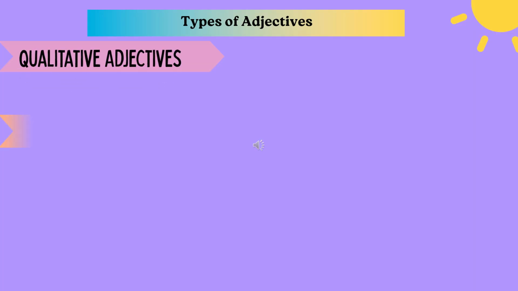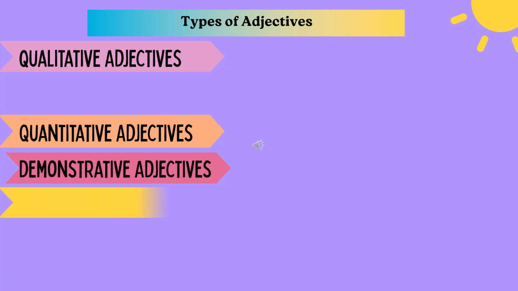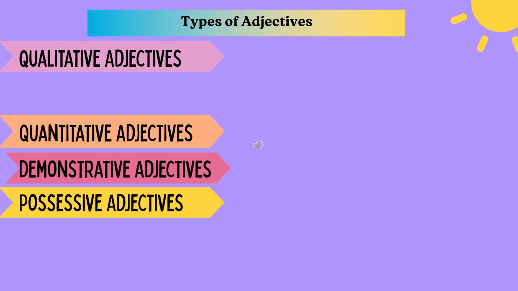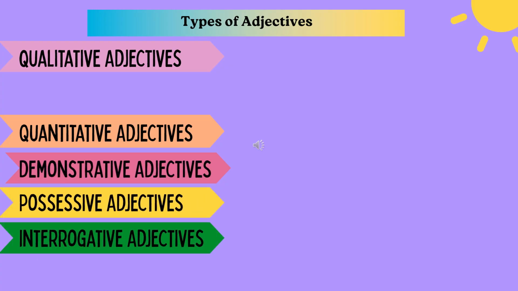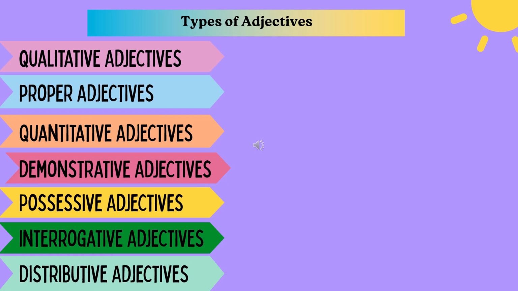Now that we know what adjectives do, let us explore the different types of adjectives. They are qualitative adjectives, quantitative adjectives, demonstrative adjectives, possessive adjectives, interrogative adjectives, distributive adjectives, proper adjectives.